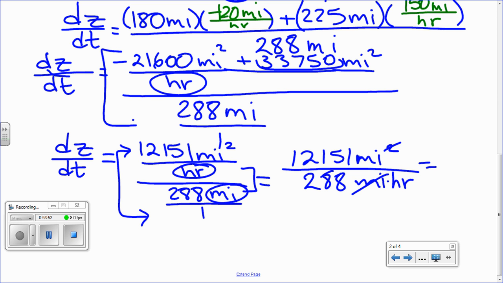Remember to press Control Enter. So that will be 42.191, and we will have miles on top and hours on the bottom. So that is how fast the distance will be changing. And actually, I think I might have made a mistake here, so I need to check my numbers.